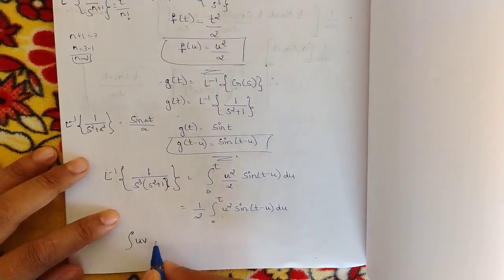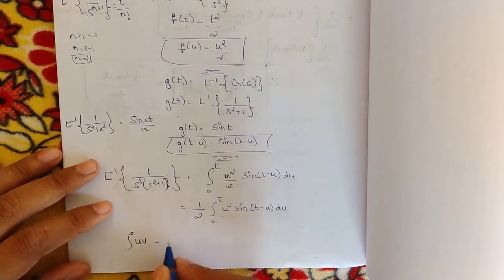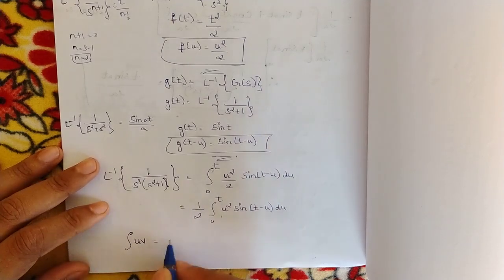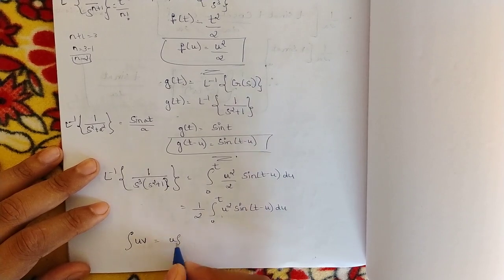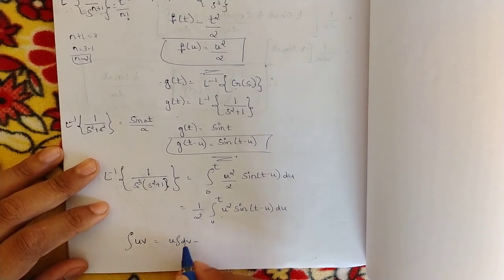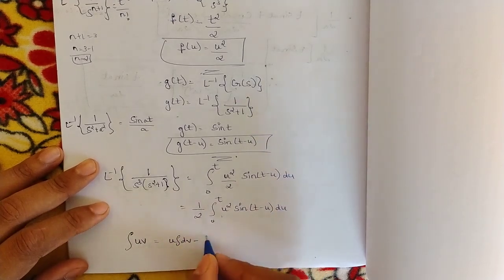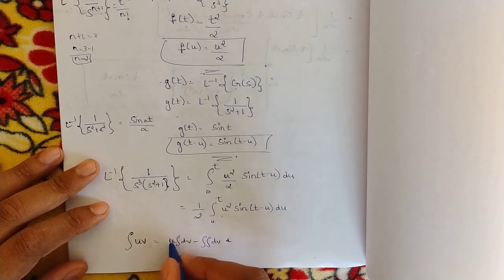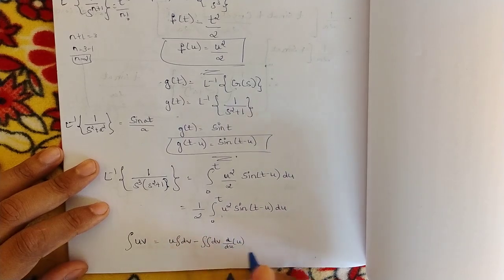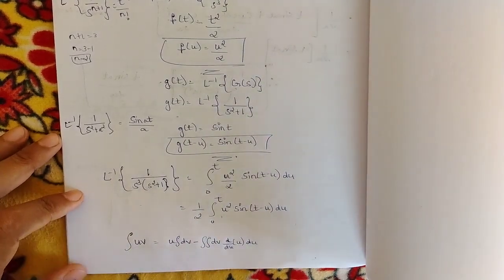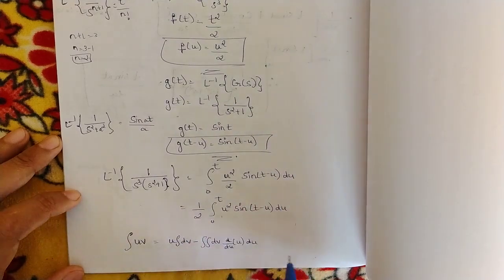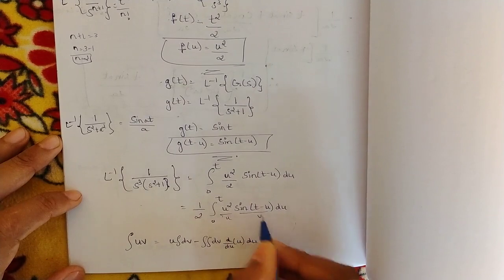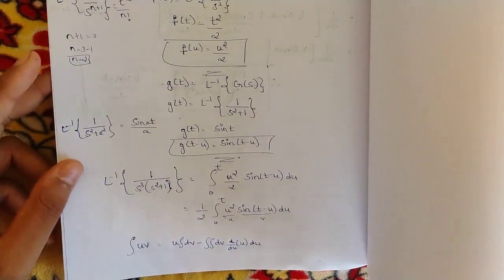How is it calculated? It is the first function u into the integration of the second function, minus the integration of the integrated function, that is, whatever we have got after integration, we should integrate again. So the integration of the integrated function into the differentiation of the first function, that is d by du of u, into du. This is the formula for integration by parts. According to this, we are going to consider this as u and this as v and solve further. Let us see what we will get.